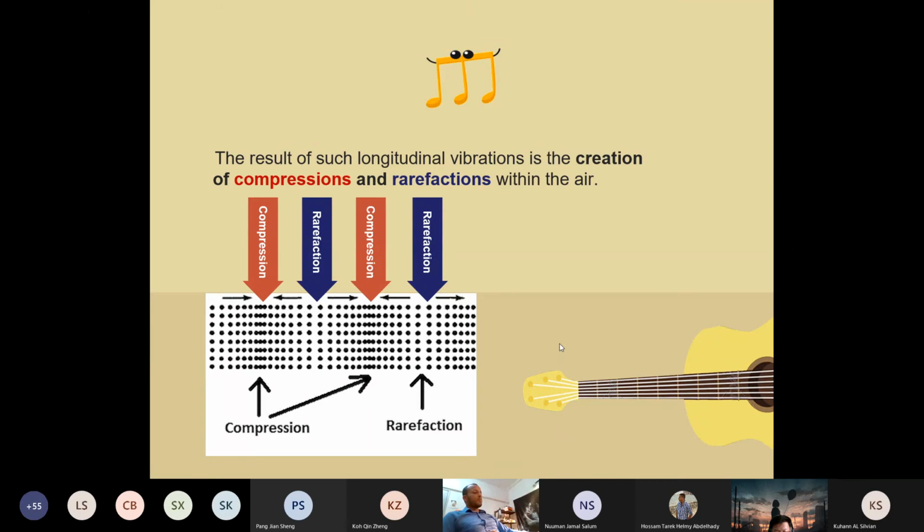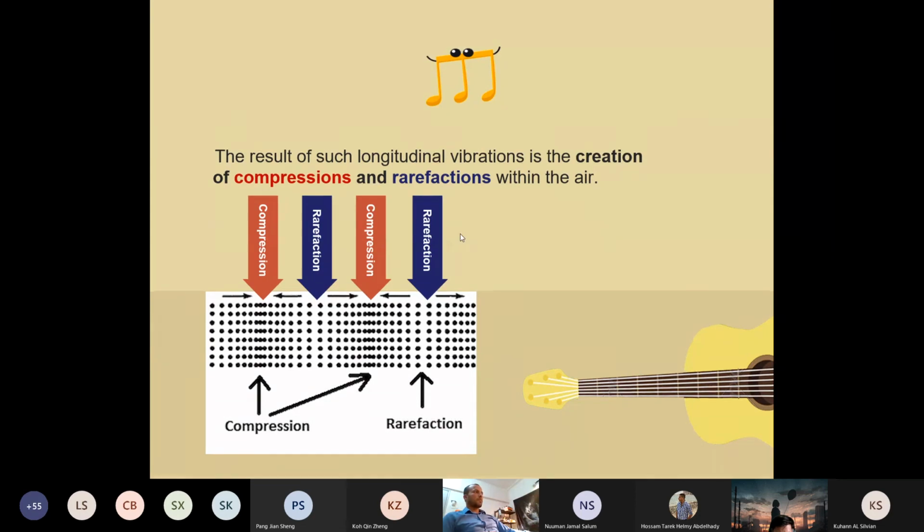So when we're talking about longitudinal, this is longitudinal, right? So there will be compression and rarefaction. As you can see, what do we mean by rarefaction? It's exactly the opposite of compression. When it is compression, the molecules are very compressed compared to rarefaction. And this kind of thing makes the wave propagate in space.